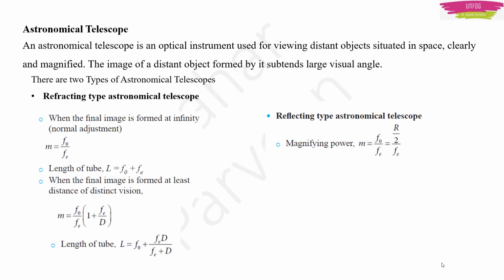I don't think they will ask anything about this, but I am just giving you a gist. Again, in the reflecting type, you will have again F0 upon Fe only, but that F0, the focal length of the objective, will be equal to R upon 2, where R is the radius of curvature. Okay, these are the two types of astronomical telescopes.